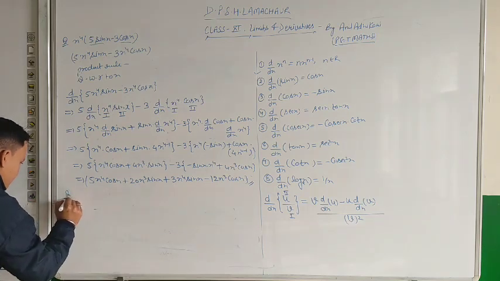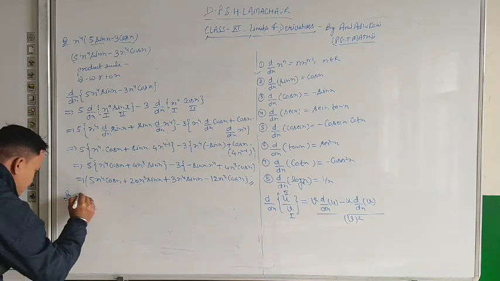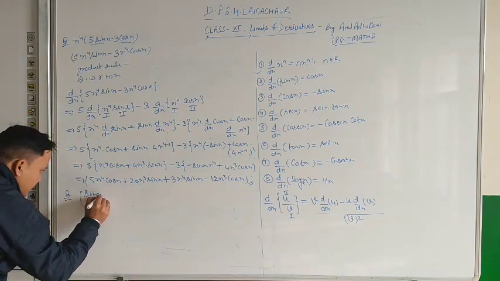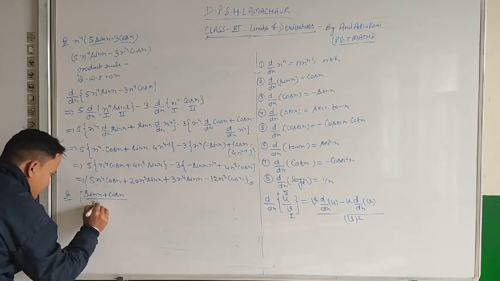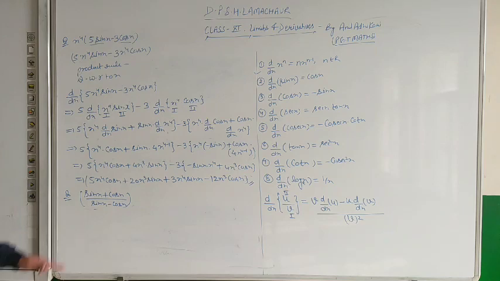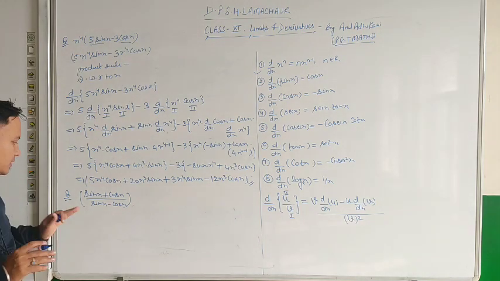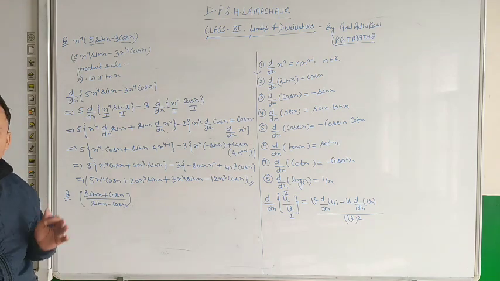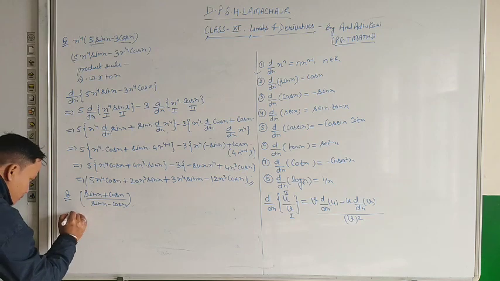The next question is sin x plus cos x upon sin x minus cos x. We have been given the function as sin x plus cos x upon sin x minus cos x. After watching this function, it is clear that we are going to use the quotient rule to find the derivative of this given function. So apply the quotient rule.